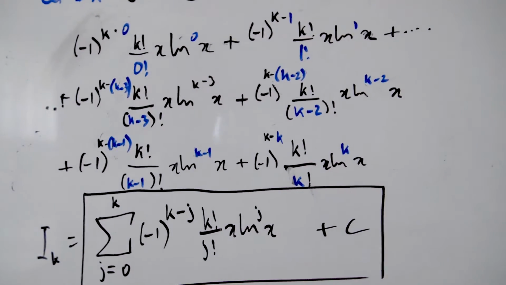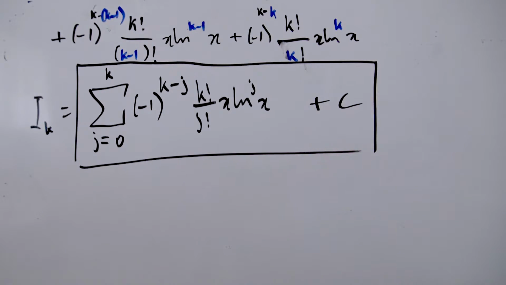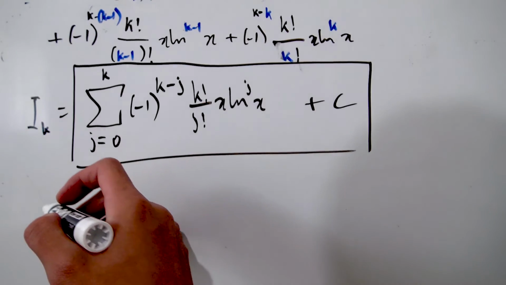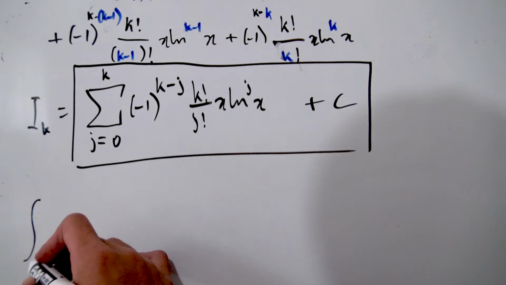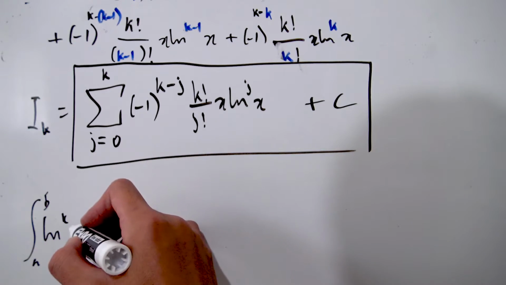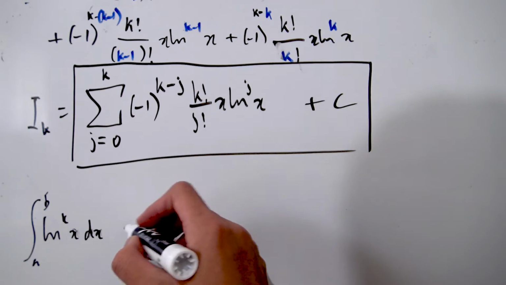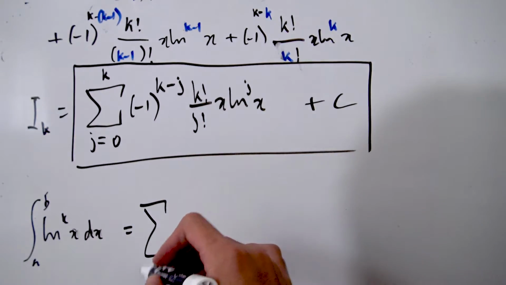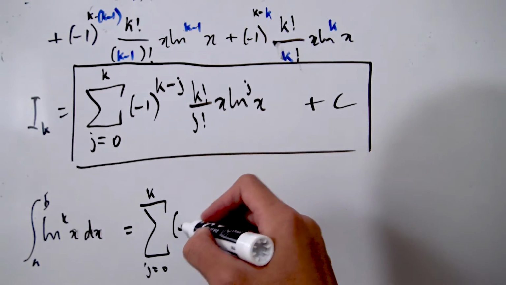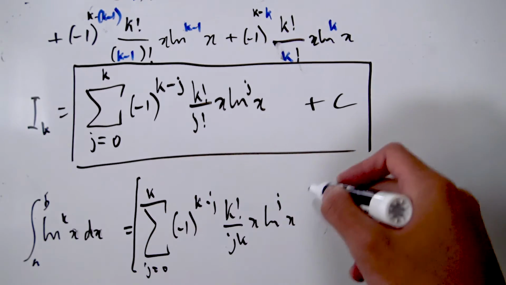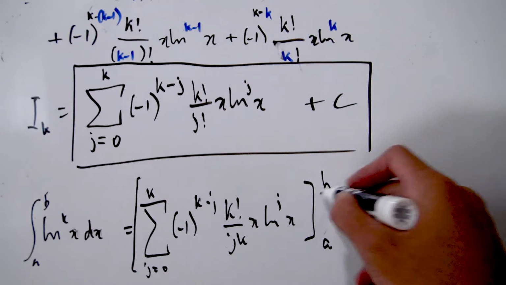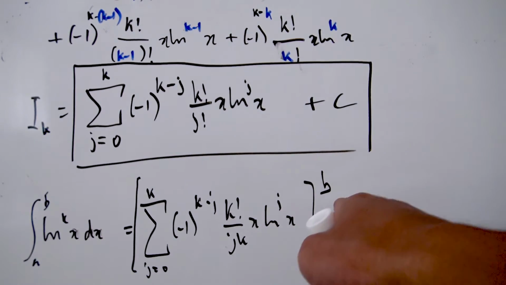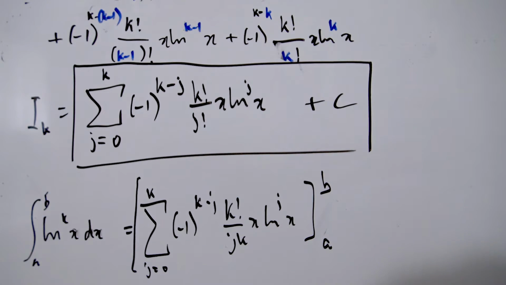I'm going to put in something a little bit extra here. If you want to evaluate this integral with upper and lower bounds, since this is the antiderivative, you just need to plug in the upper and lower bounds. So if you have the integral from a to b of natural log to the kth power of x dx, first of all, you have your primitive here, which is the sum from j equals 0 to k of all of this inside here. And you want to evaluate all of this from a to b. Notice that's just replacing all the x's with b's and then a's.